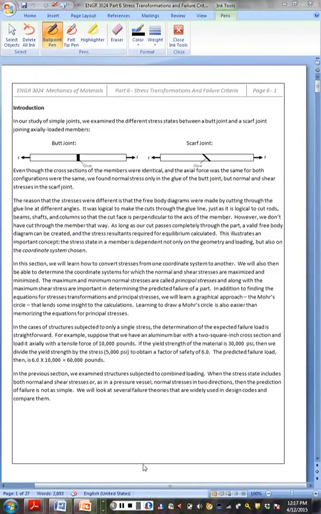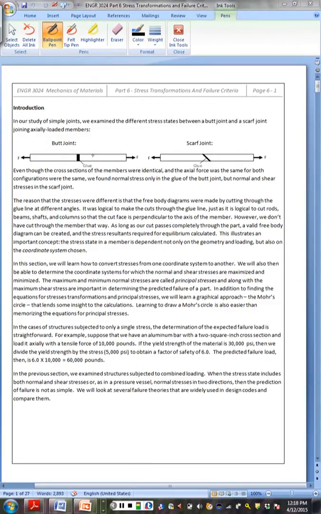Alright, this section is going to cover the first 8 pages of Part 6 in the course pack, where we begin to discuss stress transformation, failure criteria, and essentially how to deal with these slightly more complicated and realistic cases where we don't just have one direction of stress going on.